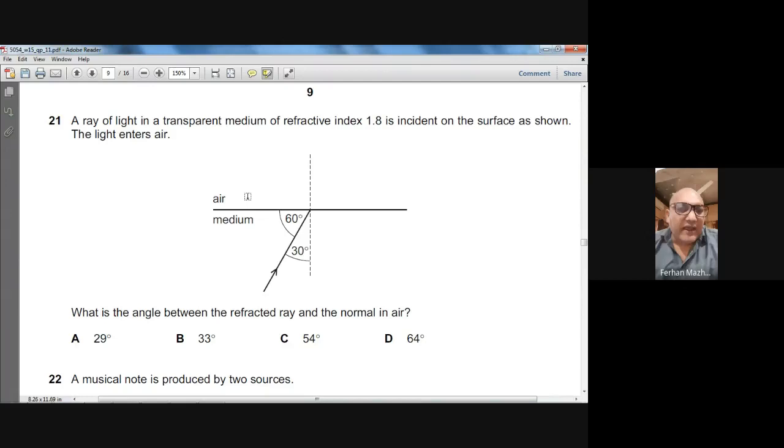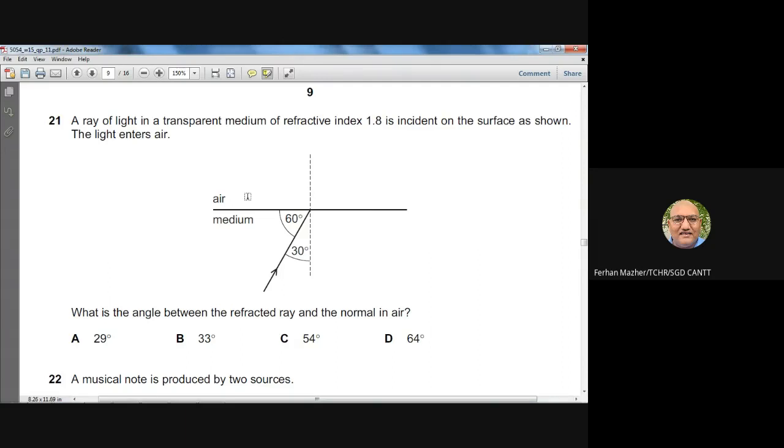Air will be a relatively rare medium. So light is basically entering from a dense medium into a rare medium. Remember, this is the behavior of light. When the light enters from a dense medium into a rare medium, it will bend away from the normal because its speed increases. For example, from glass into air, the speed of the light will increase and the light will bend away from the normal.